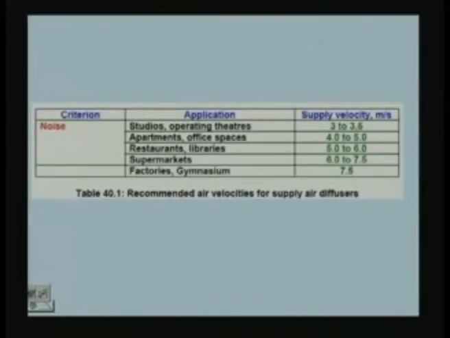So, that is how the supply air velocities are decided or selected, depending mainly on the noise criteria, which in turn depends upon the application. You can see here that these supply air velocities are much higher than the required velocities in the occupied zone, which lies between 0.15 to 0.36 meters per second. So the supply velocity is at least one order of magnitude higher than the required velocities in the occupied zone.